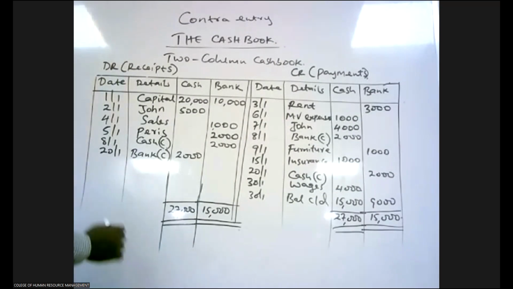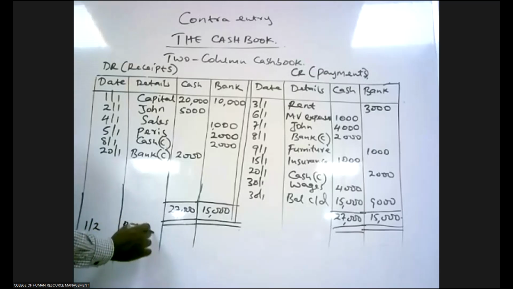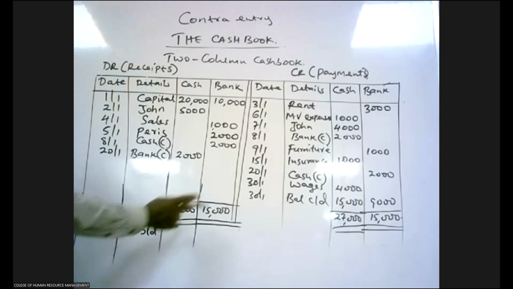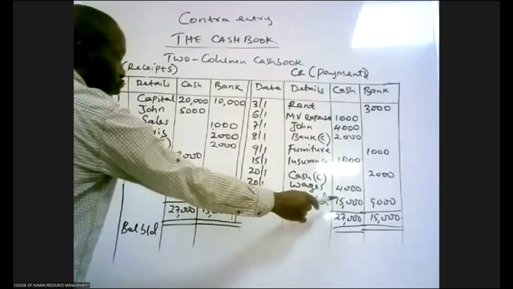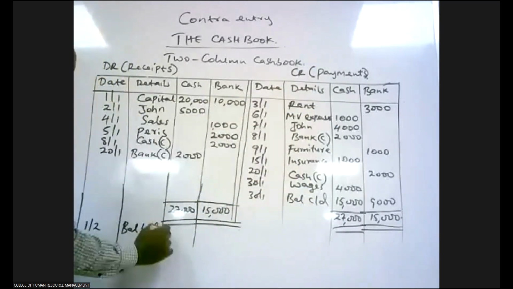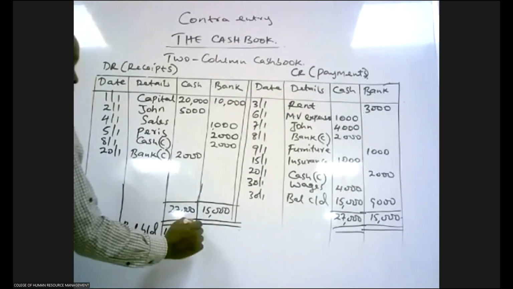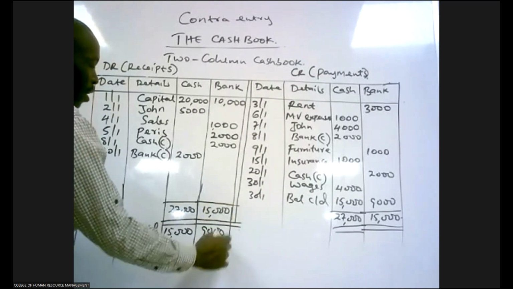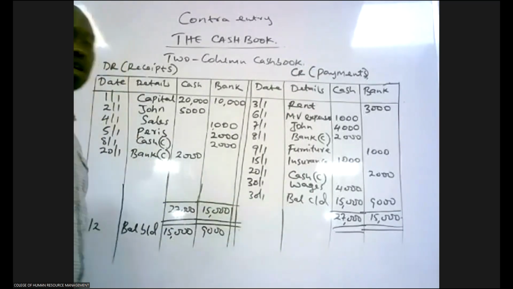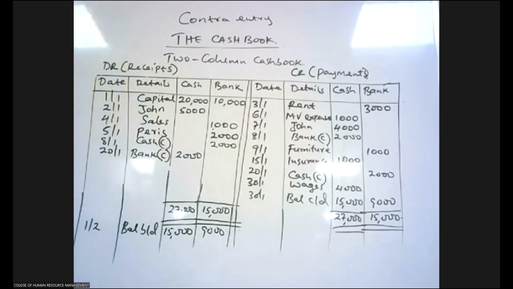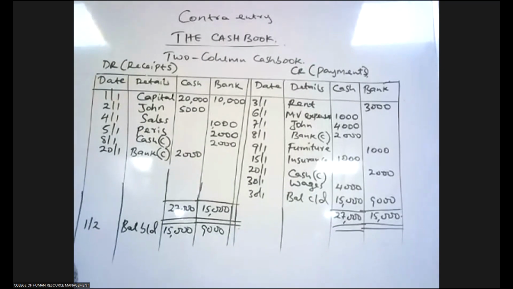That is the end. So when we start the next month, which will be the 1st of February, we shall now have the opening balance. The opening balance is the balance brought down. In cash, what we closed with in January, which is 15,000 cash, will be the opening balance for February, and here we shall have the 9,000. That is the end of your cash book.